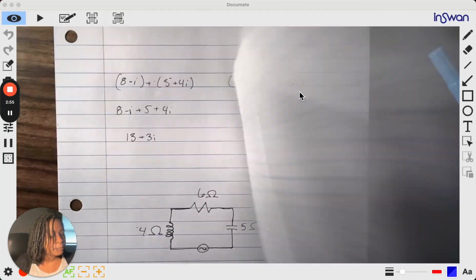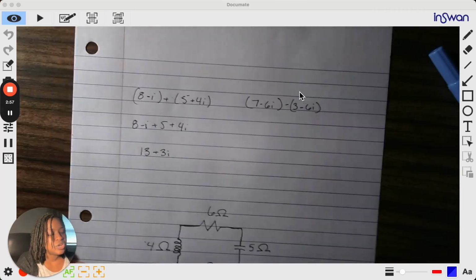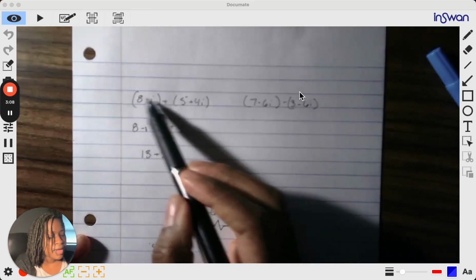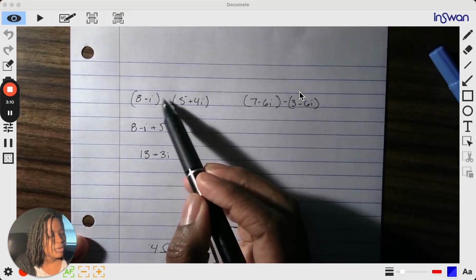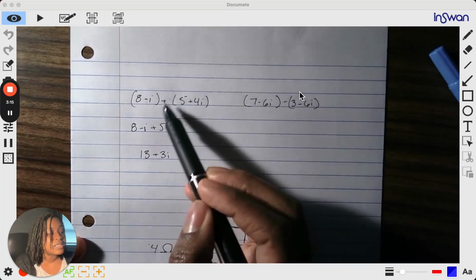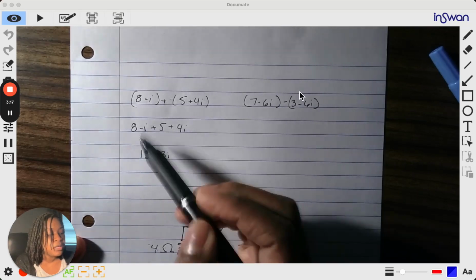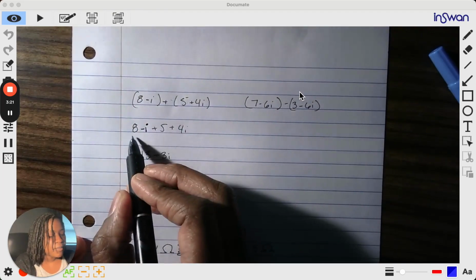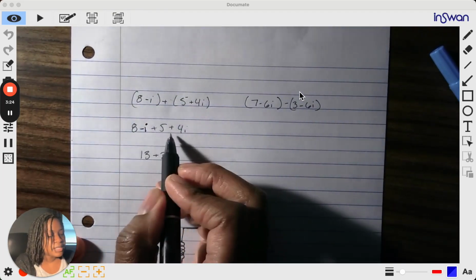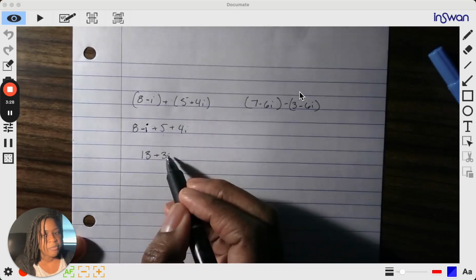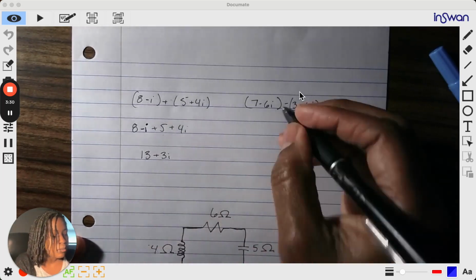Now in the last video, I didn't show a lot of addition and subtraction of complex numbers, but here I'm going to go ahead and do that. If I have this binomial plus this binomial, since it's positive right here, I can effectively distribute this positive to both of the terms inside of this one and get rid of my parentheses. So I am left with 8 minus i plus 5 plus 4i, which gives me 13 plus 3i when I combine like terms.